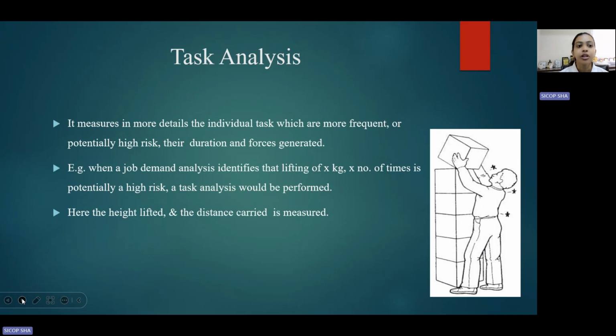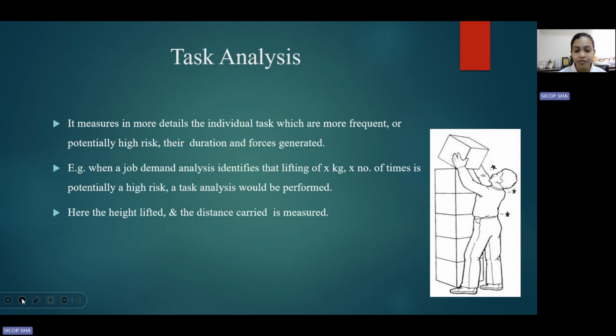Task analysis measures in more detail the individual tasks which are more frequent or potentially high risk, their duration and forces generated. So, for example, when a job demand analysis identifies that lifting of X kilograms X number of times is potentially a high risk, a task analysis would be performed. Here we are looking at the frequency of doing those particular tasks, and we are classifying them as more frequent, less frequent, occasional lifting, etc.